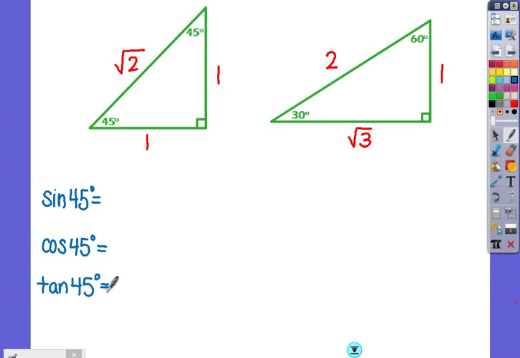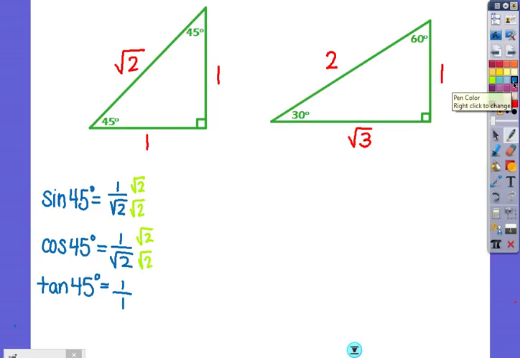So sine of 45 would be opposite over hypotenuse. Cosine of 45 degrees, adjacent over hypotenuse. And tangent 45, opposite over adjacent. And we're going to actually want you to write all three of those slightly different. So remember, no square roots on the bottom, so we'll do what's called rationalizing the denominator.